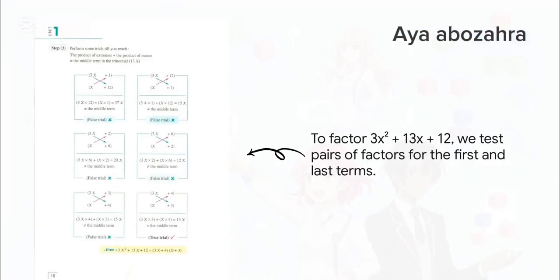Okay, here's the game plan. We look at the very first term, 3x squared, and the very last term, 12, and we just list their possible factors. For 3x squared, it's easy, 3x and x. But for 12, we've got a few choices, right? 1 and 12, 2 and 6, 3 and 4. Our whole job is just to find the right combination.